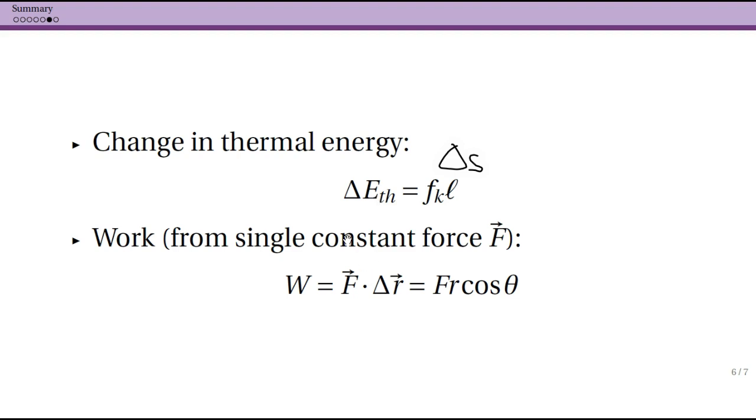Work from a single constant force is given by the dot product between the force and the displacement, and we've talked about the definition of dot products so that you can say F r cos theta. Note that this is only for a constant force. If what you actually want is a force that is varying with time or position, you actually have to do the integral then. So be careful about that. This is only for a constant force, but that's normally the simplification we can make.